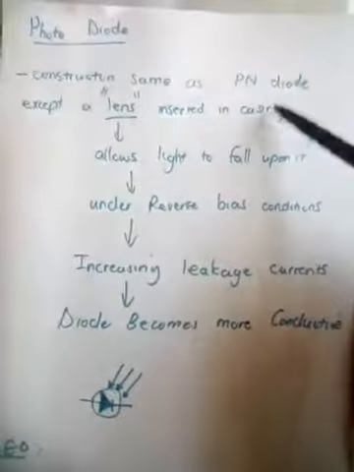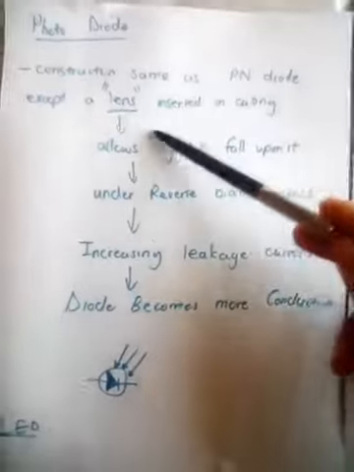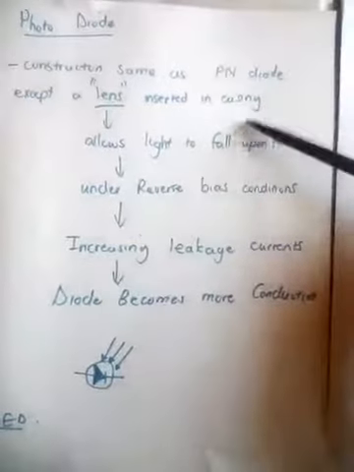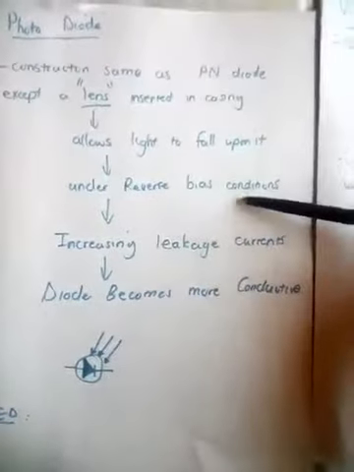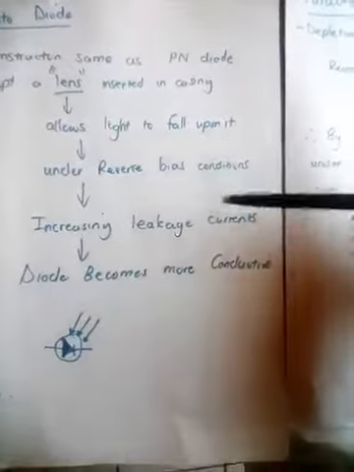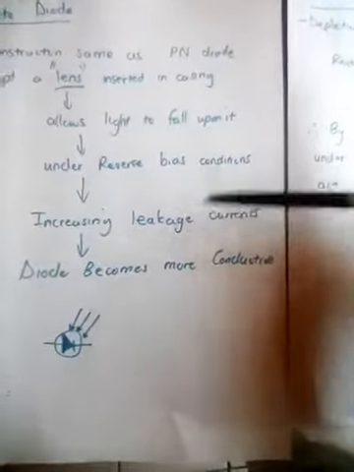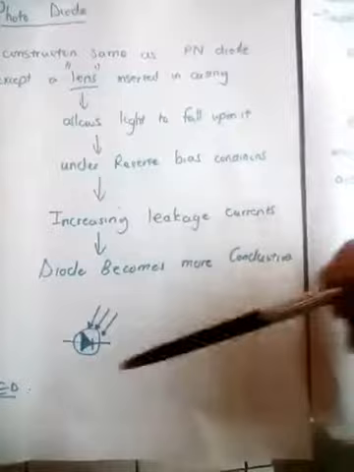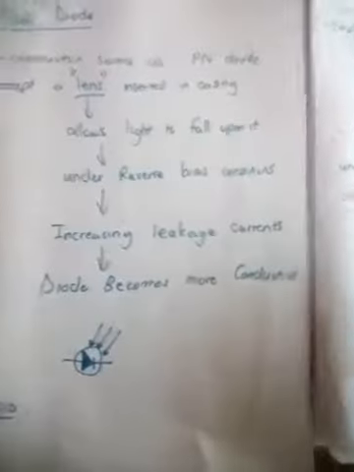Then after this is the photodiode. What must you know for the photodiode? Construction is exactly the same as a PN diode, except that there is a lens inserted in the casing. And what does this do? It allows light to fall upon it, and then under reverse bias conditions, the light falls through that lens, and it will have an increasing effect on the leakage current. Leakage current increases, and the diode becomes more conductive. Symbol, that's basically a photodiode, how it works.